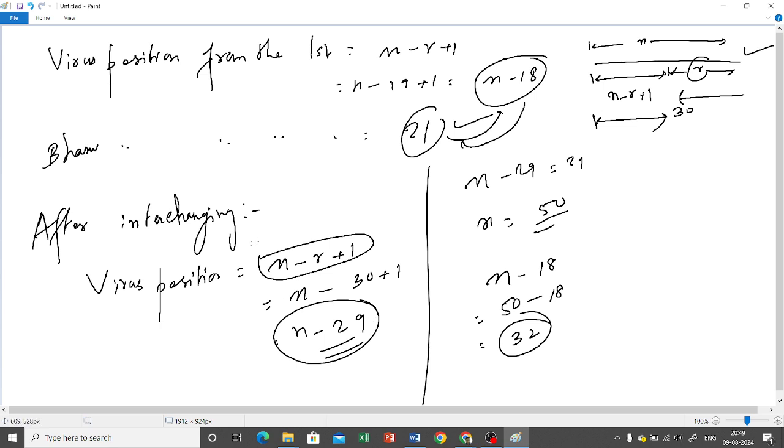Now it is given that Viru and Bhanu, they interchange their position. Okay, so that means what? Bhanu's position is now n minus 18, because earlier Viru's position was this only, right? So now Bhanu's position becomes n minus 18 and n we got as 50. So n minus 18 is 50 minus 18, that is 32.